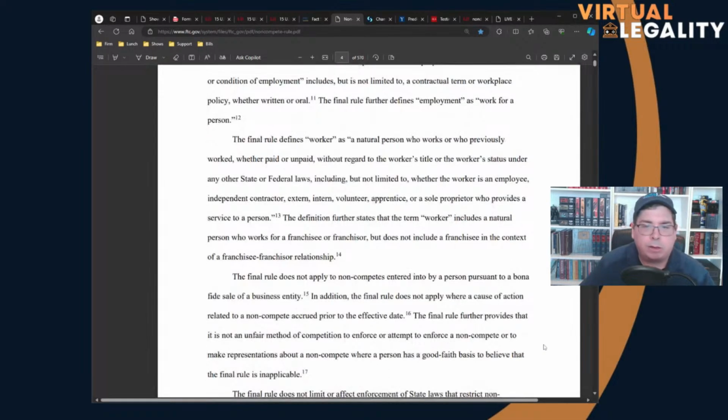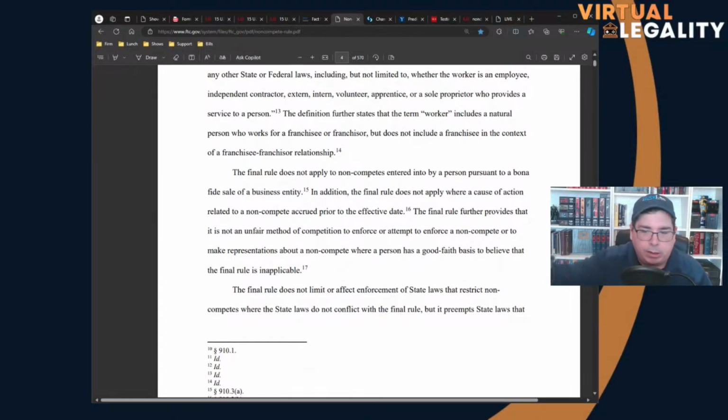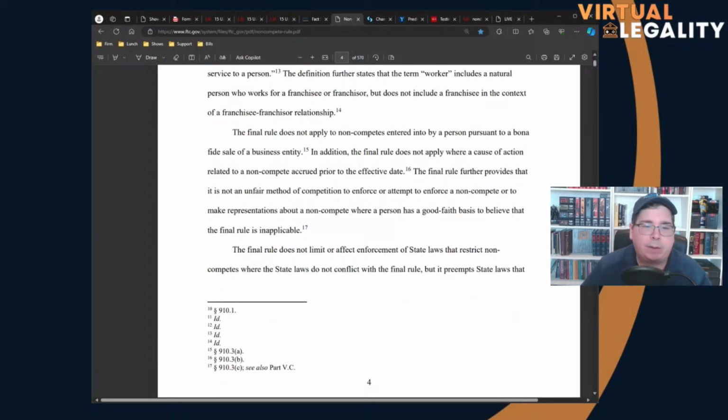The final rule defines worker as a natural person who works or who previously worked, whether paid or unpaid, without regard to the worker's title or worker status under any other state or federal laws, including but not limited to whether the worker is an employee, etc., who provides service to a person, which is the FTC trying to make worker as broad as possible, right? You heard me describe employees and contractors differently. That's because under U.S. labor law and various state labor laws, those are treated differently. The FTC wants it to apply to anybody that's providing services for anyone else. And that might have its own kind of breadth issues, but you can see what they're trying to get at here, which is everyone involved in providing services will have this ban applied to them.